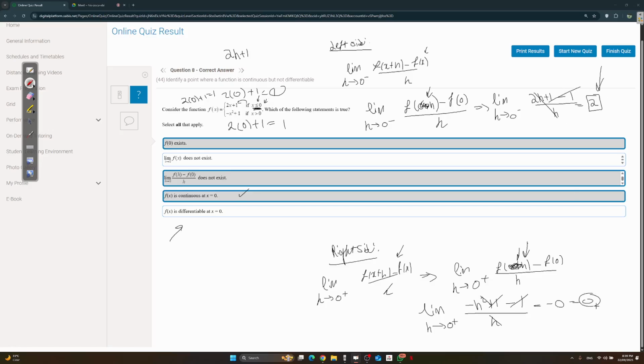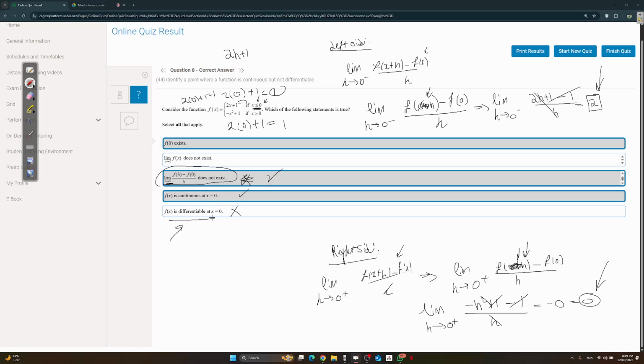In the left we got 2. In the right we got 0. Does that mean the left and right are equal? No. If the left and right are not equal, what does it mean? Is it differentiable or no? No. So does this limit exist as h approaches 0? No. Do we say it's differentiable? No. This is correct. Sorry.